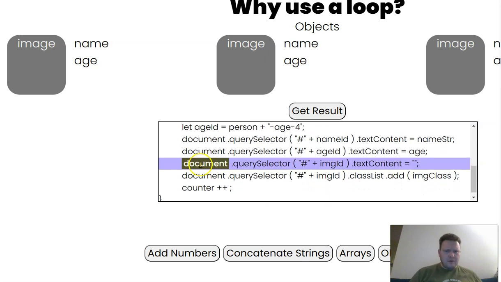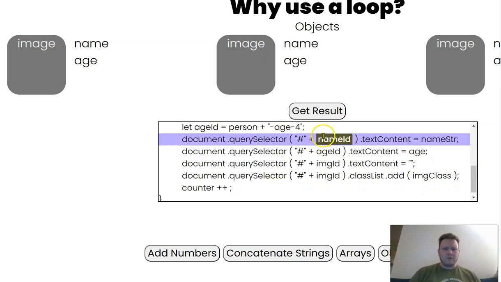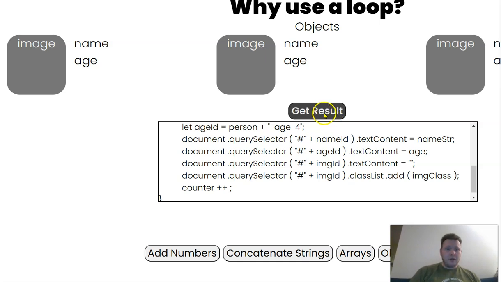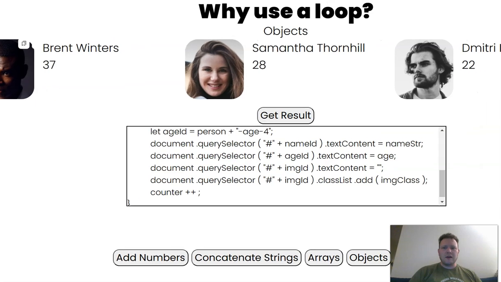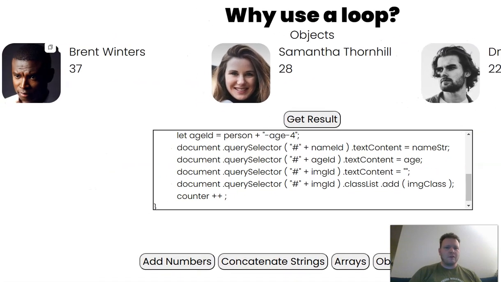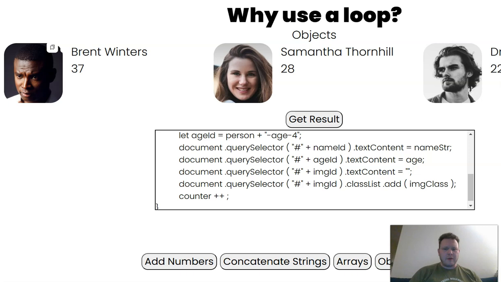And so let's see how that looks. Click get results, and then it adds the images and information or properties to the web page.